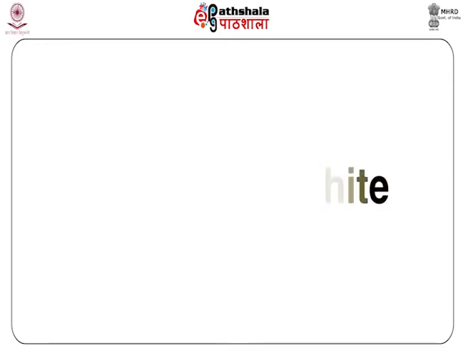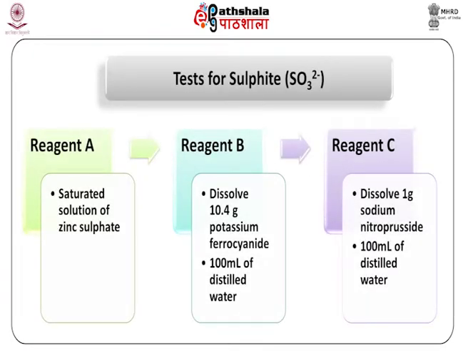Test for sulfite. Reagent A: a saturated solution of zinc sulfate is used as reagent A. Reagent B is prepared by dissolving 10.4 grams of potassium ferrocyanide in 100 milliliters of distilled water. Reagent C is prepared by dissolving 1 gram of sodium nitroprusside in 100 ml of distilled water.